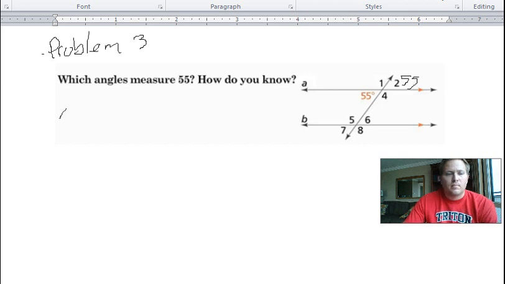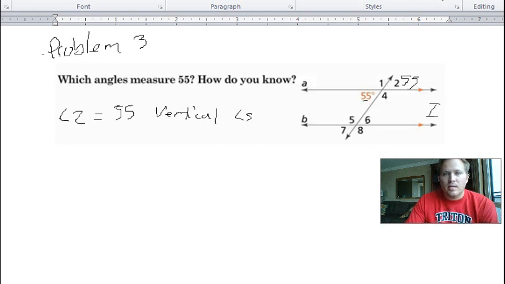So I would say angle number 2 equals 55. And how do we know that? They are vertical angles.